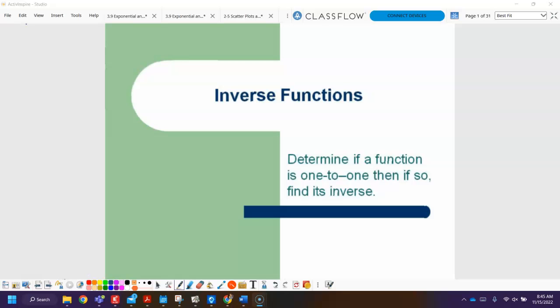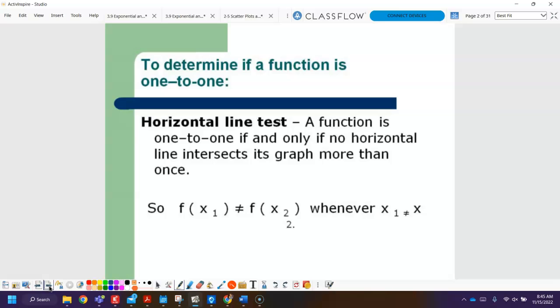So a function has an inverse if and only if the function is one-to-one. We can make non-one-to-one functions one-to-one by restricting their domains. Examples of one-to-one functions and non-one-to-one functions are x cubed and x squared. One is one-to-one and one is not.